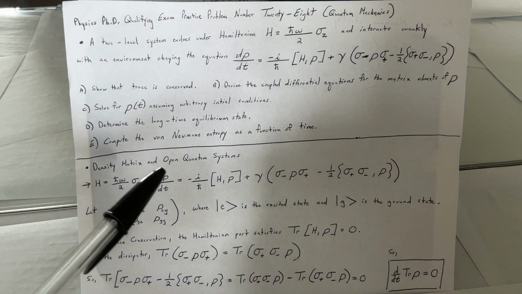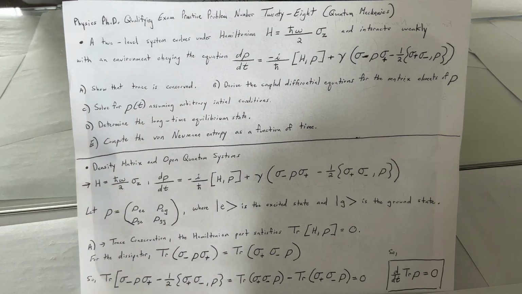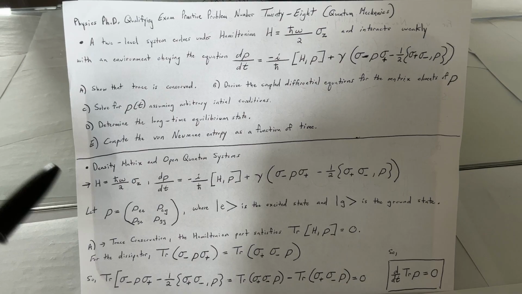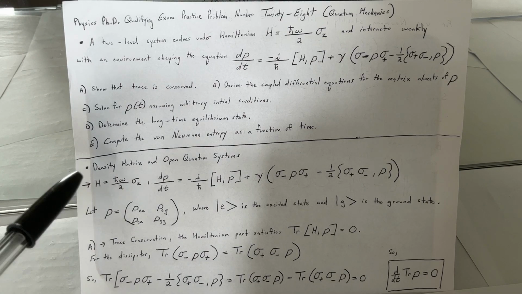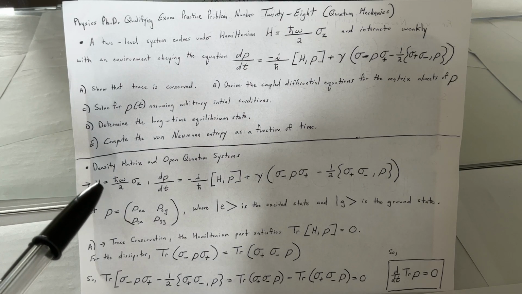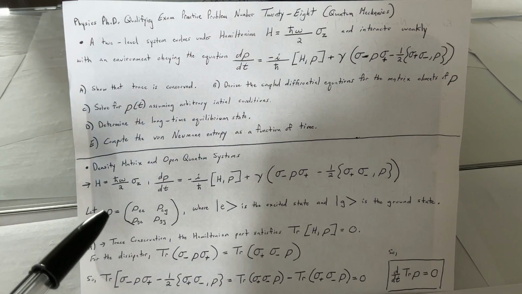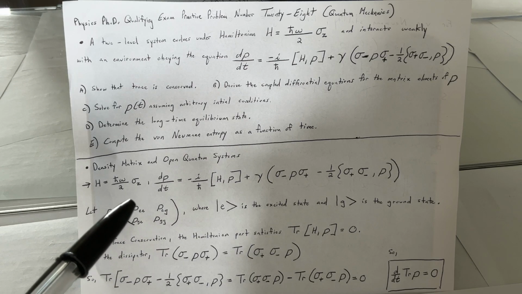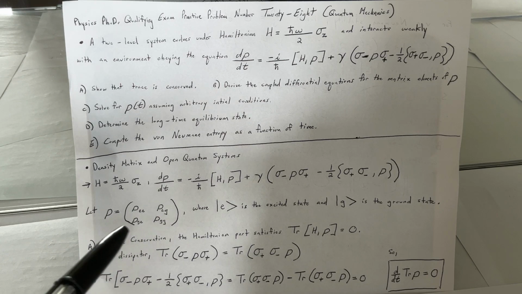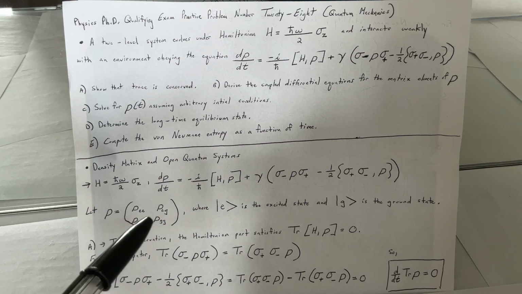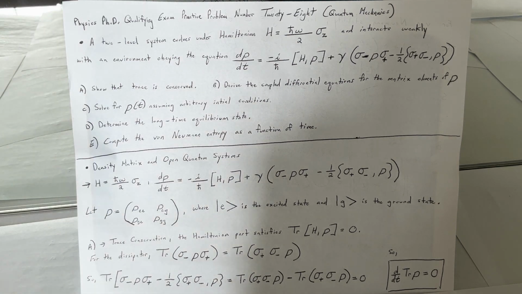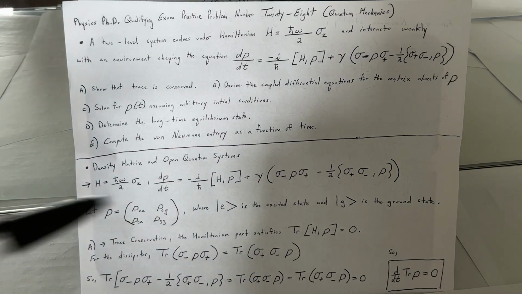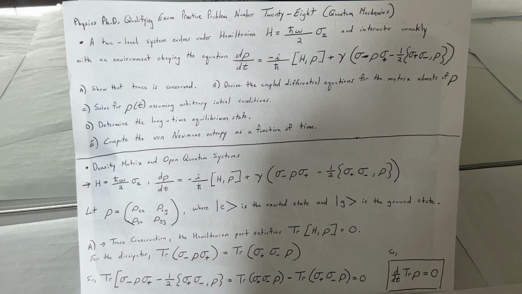So this is a density matrix and open quantum systems problem. So for just prerequisite, we have what we were given up here, and now we're going to let rho equal this matrix here. First row is rho sub EE, rho sub EG. Second row, rho sub GE, rho sub GG. Okay, where ket E is the excited state and ket G is the ground state.